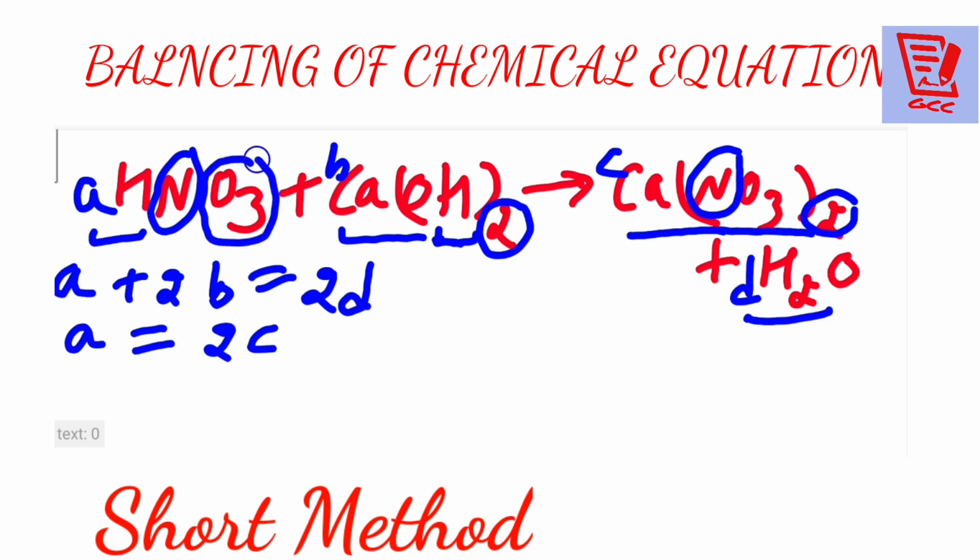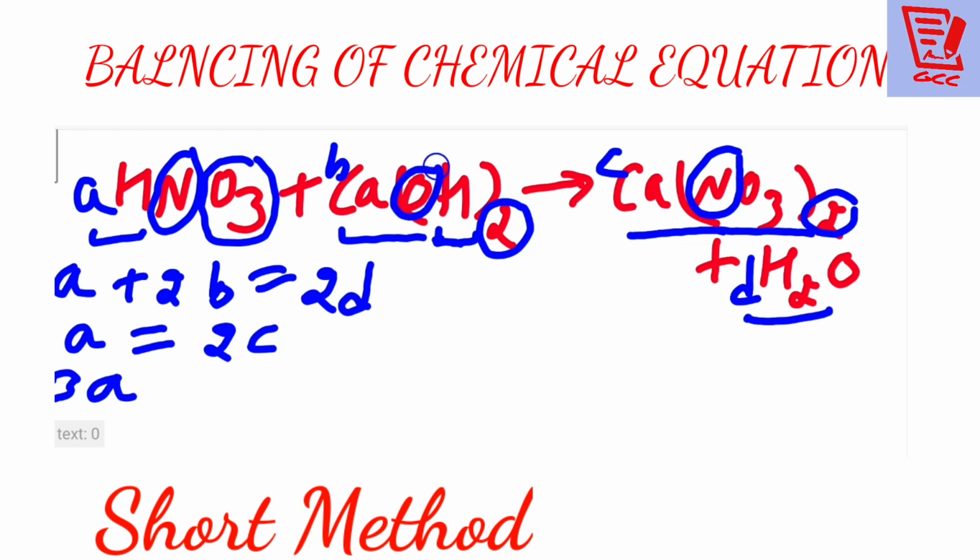Nitrogen is over. Now you can see the oxygen. How many oxygen is there? 3. That is why 3A. And here how many oxygen is there? 2 oxygen, plus 3A plus 2B. Am I right?